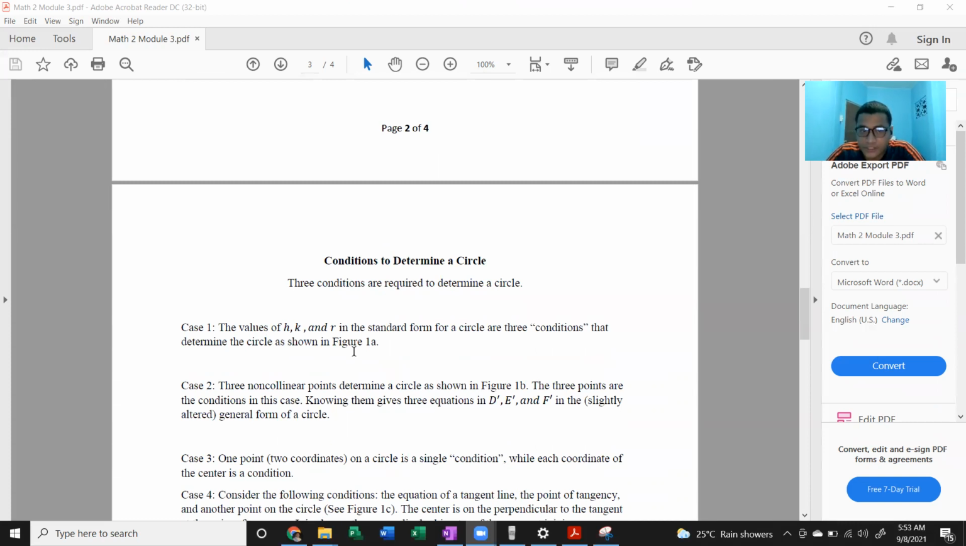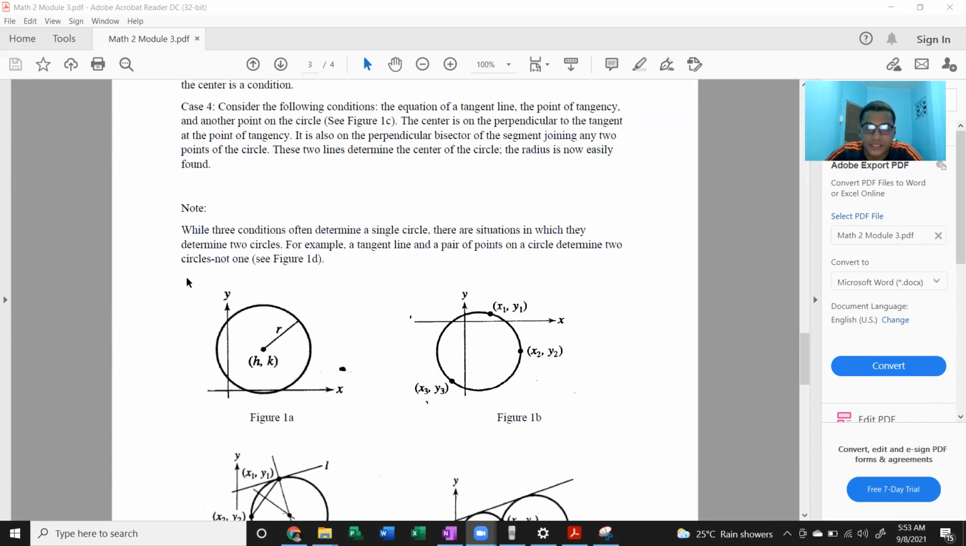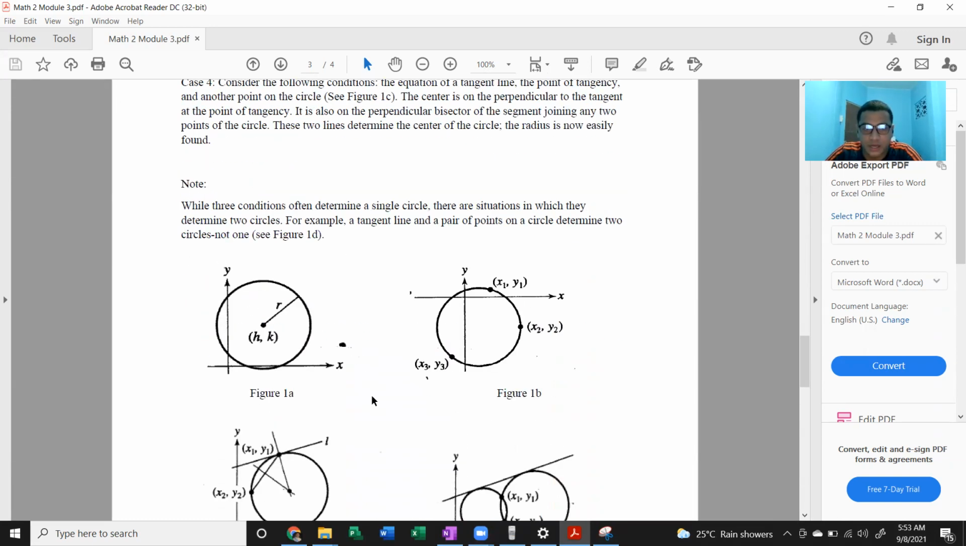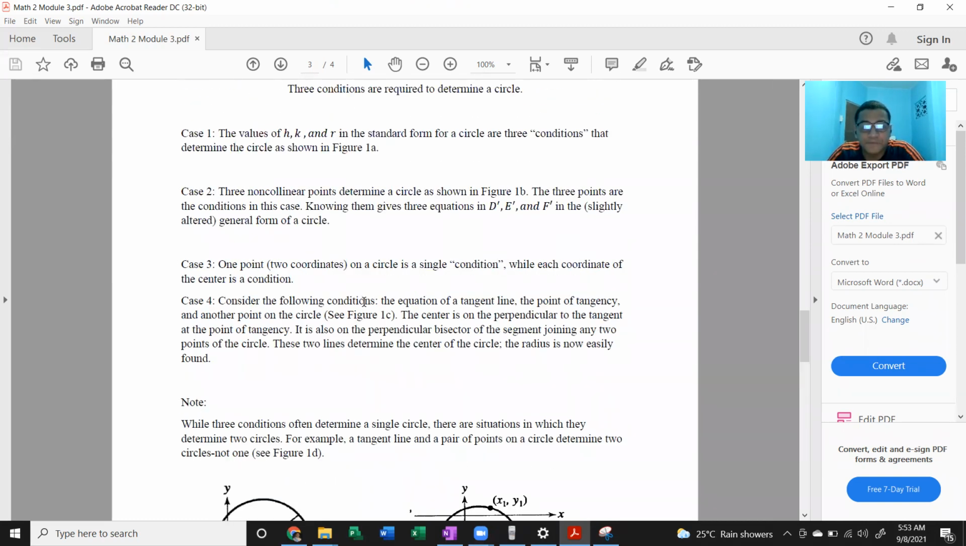So the values of h, k, and r in the standard form of a circle are 3 conditions that determine the circle as shown in figure 1a here. Okay. By the way, class, in order to determine the equation of a circle, we need 3 conditions. So in our case 1, the 3 conditions are the given h, k, and r, as shown here in figure 1. Okay. Now for the case 2, 3 non-collinear points determine a circle as shown in figure 1b.